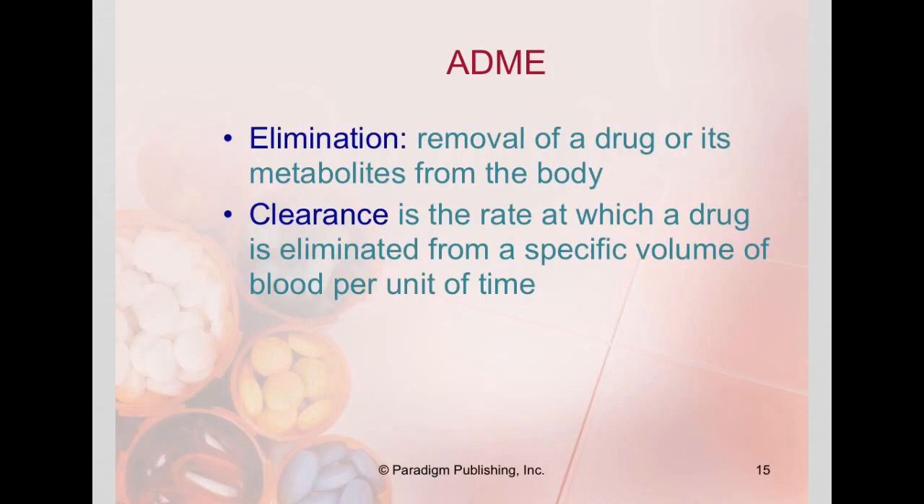Elimination is the removal of the drug or metabolites from the body. This occurs primarily through the kidneys, through urine, and the liver through feces. There's other routes that exist, but those are the 2 main ones. The clearance is the rate at which a drug is eliminated from a specific volume of blood unit per time. You'll see a lot of tests done if you're in the hospital or when you do your rotation in a hospital, where they do a creatinine clearance and things like that with vancomycin. They're trying to see if the drug is being eliminated from the body properly with vancomycin.